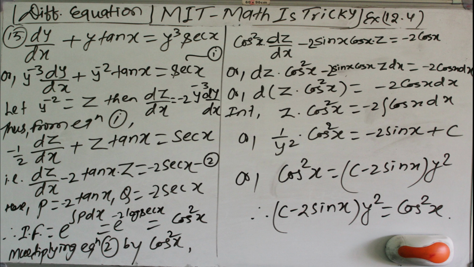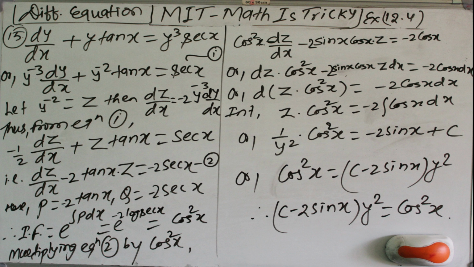Multiplying both sides by cos square x, we get cos square x dz by dx minus 2 sin x cos x into z equals minus 2 cos x, since sec and cos cancel. We can easily see that the left hand side is the derivative of z into cos square x, where the derivative of cos square x is minus 2 cos x sin x.